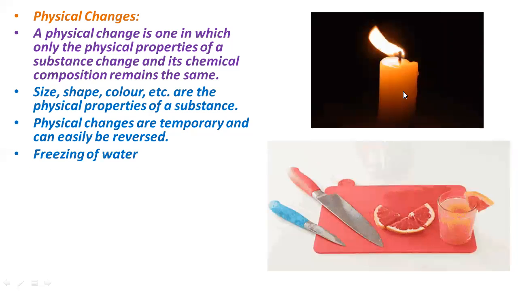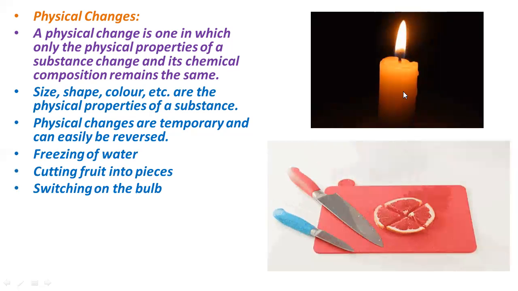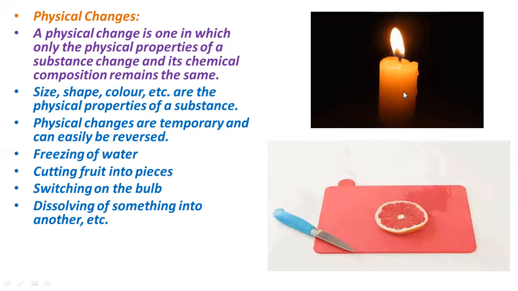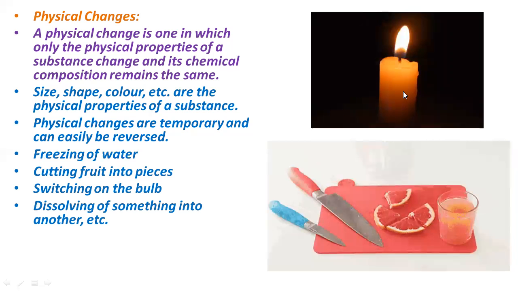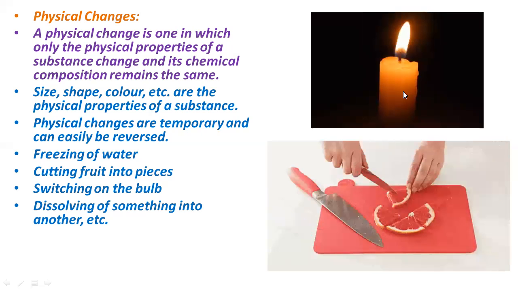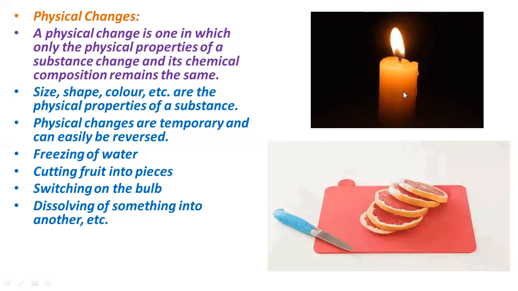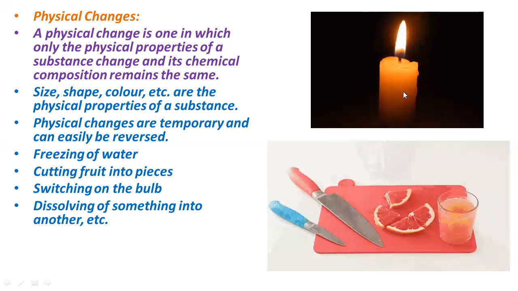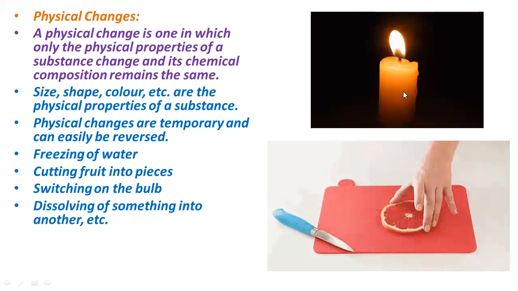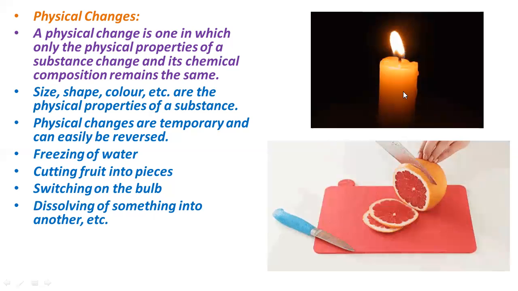Another example of physical change is freezing of water, cutting fruit into pieces, which I already told you, switching on the bulb, dissolving of something into another. For example, dissolving salt into water or sugar into water is a physical change which can easily be reversed. It is a temporary change and can easily be reversed. Can easily be reversed means that when we heat the solution of sugar in water or salt in water, after some time all the water will evaporate out, leaving behind the sugar or the salt at the bottom of the beaker, which shows that it was a temporary change, and that's why we get our reactant back.